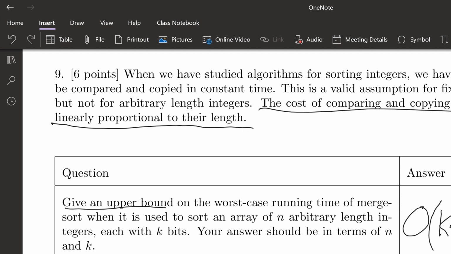Well, no, because if it says the values range from 0 to m, we're looking for the worst case running time. Then the worst case ones are all the longest possible integers, which for us is m, or stuff of the same length as m. Oh, I thought that was m bits. No, this is m size. Like m magnitude. There we go. M for magnitude.